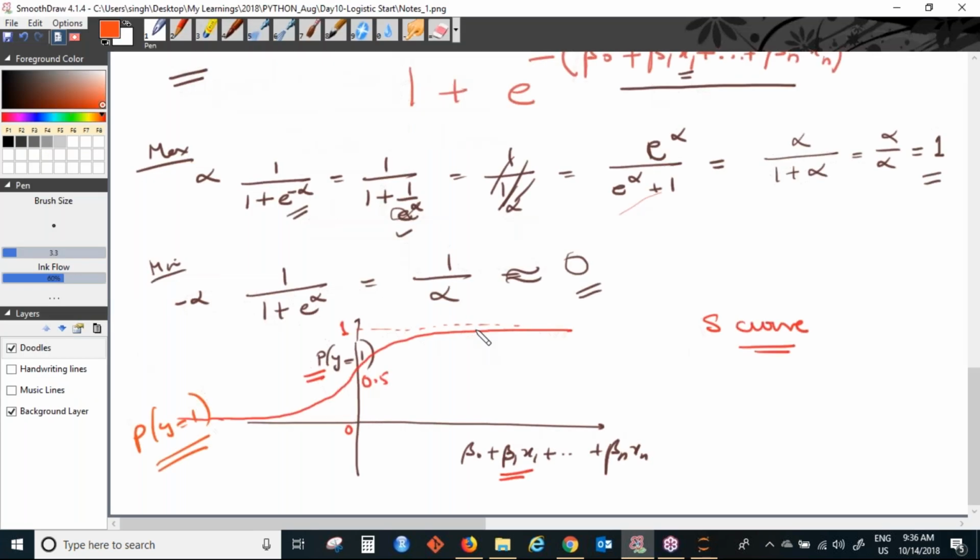So now we'll quickly see how to run logistic regression in Python. It is very easy. It is exactly how you run linear regression. Just you will change the function. Instead of writing linear regression, you will write logistic regression. That's the only change. All other things remain the same.